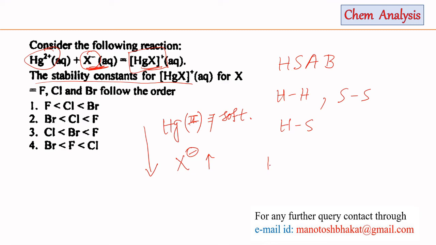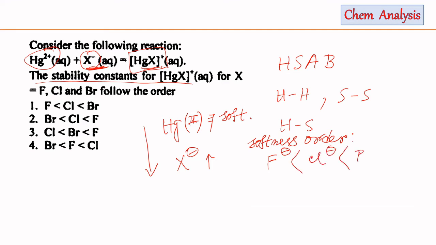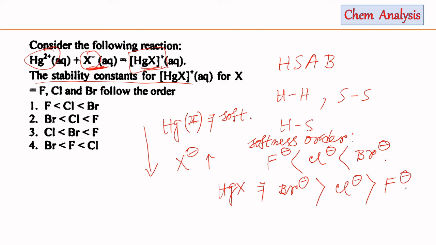Now among the halogens, the order of softness will be like this, that is fluoride will be harder than chloride, and bromide will be softer in the given 3 halides. So the stability of the HgX complex will be highest for bromide, then chloride, and then fluoride. It is purely governed by the hard soft interaction. So you can see that option number A will be the correct answer. Is it okay?